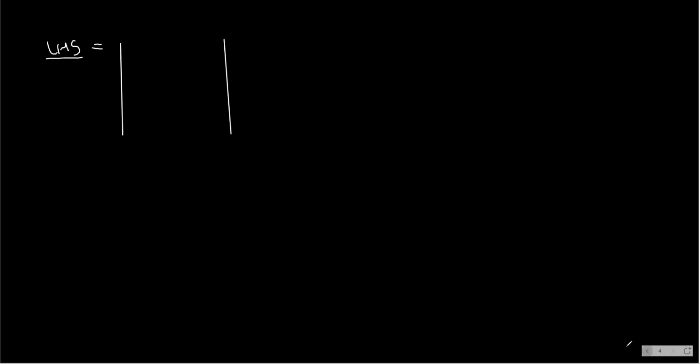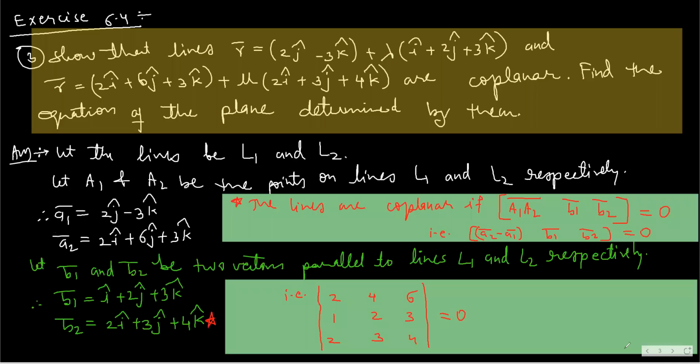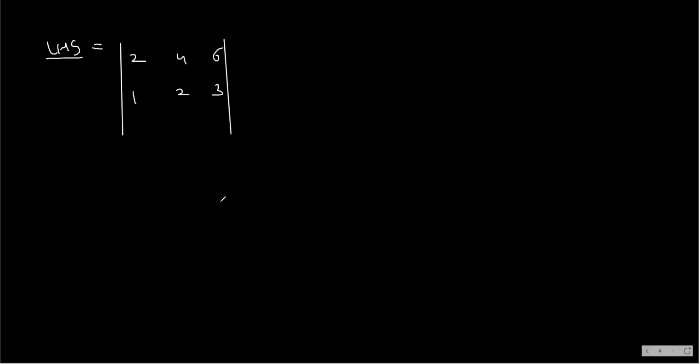So what do I have? I have 2, 4, 6, then 1, 2, 3, and here I have 2, 3, 4. I use the property of determinant. You see that in the first row you have 2 common, so that 2 will go out. When 2 goes out from the first row, you have 1, 2, 3, and again 1, 2, 3, and 2, 3, 4.